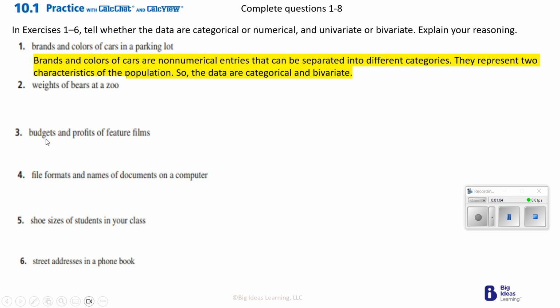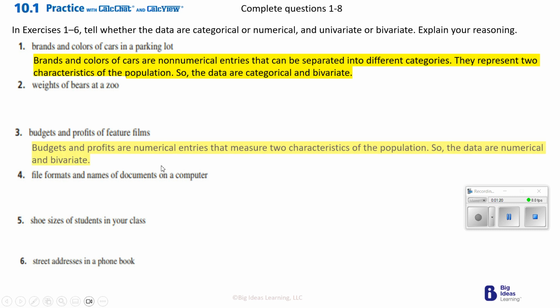All right, number 2 is for you to do. Number 3 says budget and profit of feature film. The budget and profits are dealing with money, so we're definitely going to have numerical values here. And we're comparing 2 different things, so that would definitely be bivariate, right? The budget is how much we spent. The profit is how much we made. So the budgets and profits are numerical entries that measure 2 characteristics of the population. So they are numerical and bivariate.